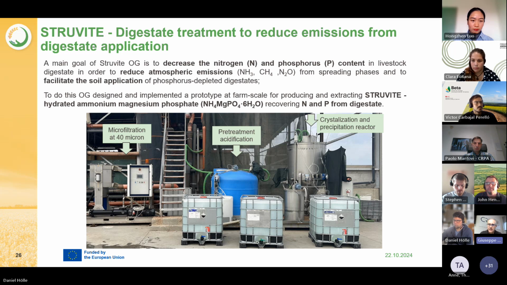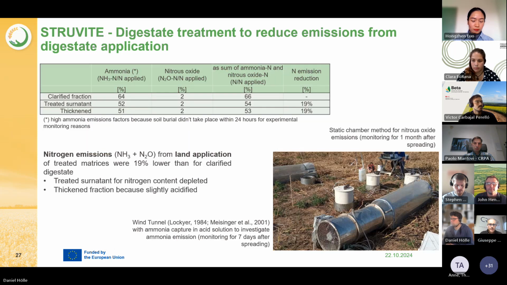Next, Daniel, please. A monitoring activity was carried out to evaluate the nitrogen emissions from soil application of the treated and untreated digestate. The nitrous oxide emissions were monitored by a static chamber method for 1 month after the spreading phase, while the ammonia emissions were monitored by wind tunnel techniques for 7 days after the spreading.